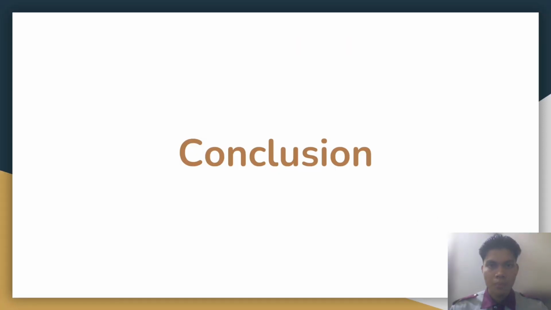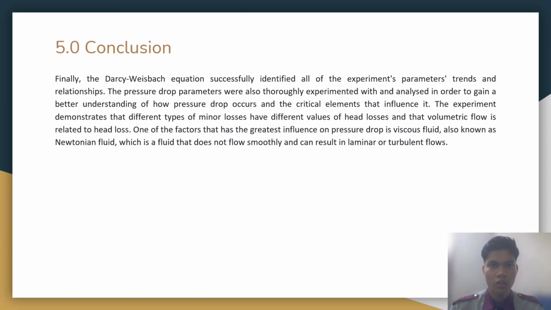And my last part is for the conclusion. For the conclusion, the Darcy-Weisbach equation successfully identified all of the experiment parameter strengths and relationships. The pressure drop parameters were also thoroughly experimented with and analyzed in order to gain a better understanding of how pressure drop occurs and the critical elements that influence it.